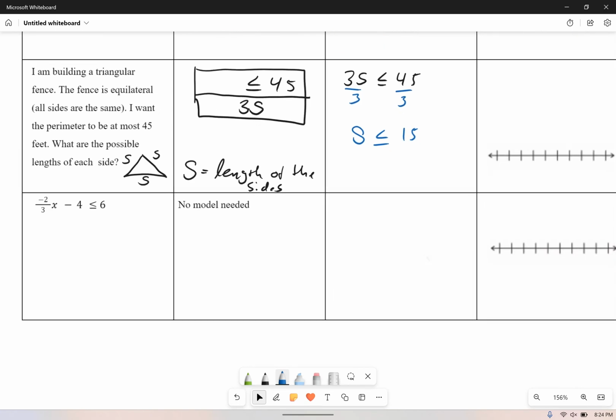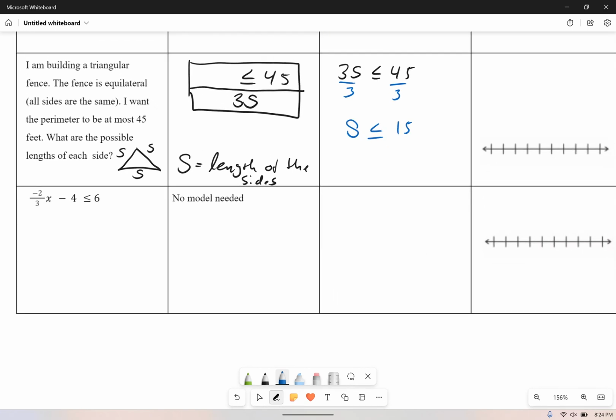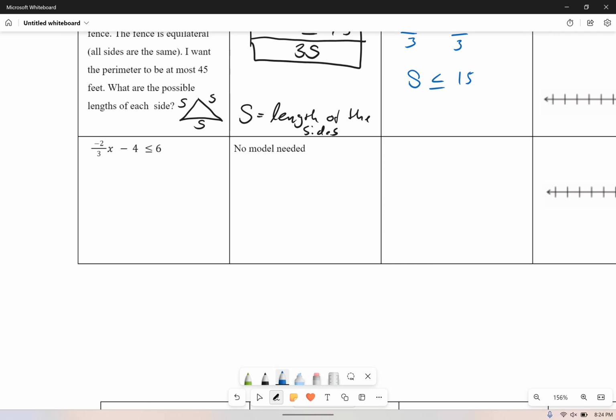And that makes sense. If all 3 sides were 10, 10, 10, and 10 is 30, 30 is less than 45. That's perfectly fine. I'm not going to draw the graphs anymore because I think everyone pretty much gets the idea, or at least you should by now. I'm going to move on.